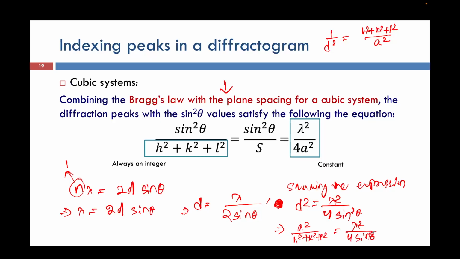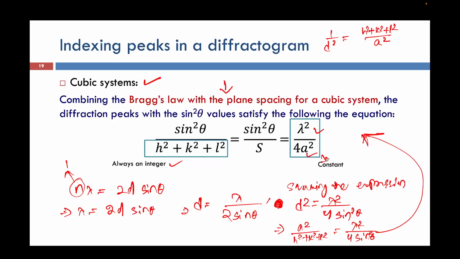So from this equation, when you rearrange all this, you will get an equation like sine square theta divided by h square plus k square plus l square is equal to lambda square by 4a square. Okay, so this is what you will get. Now I know that in a cubic system, h square plus k square plus l square will always be an integer, and since I know the lattice parameter for a cubic system, it will always be constant. Why? Because I am considering a crystalline material and there will be periodicity in our material, right? And since the periodicity will be there, the lattice parameter will be constant in a cubic system. So now this is constant, lambda is also constant. That means this entire thing is also constant.